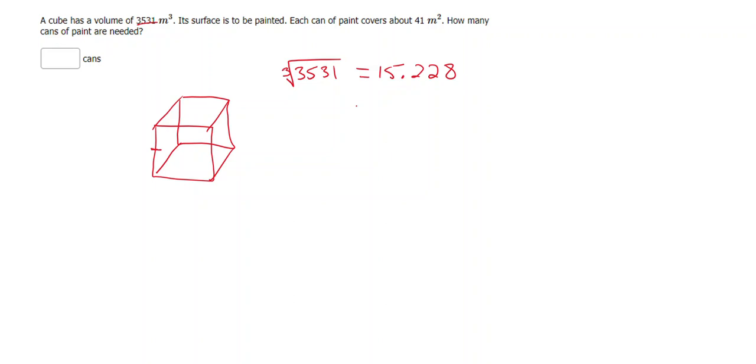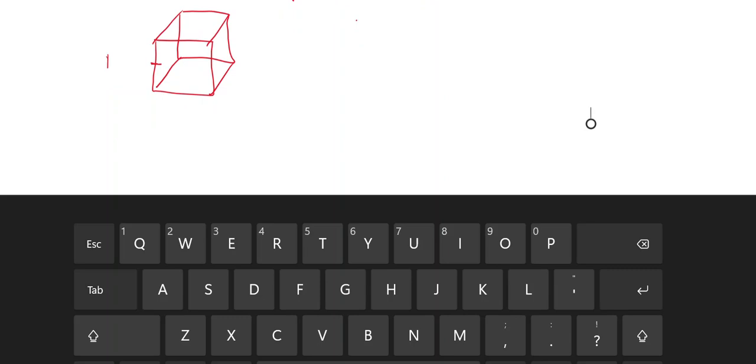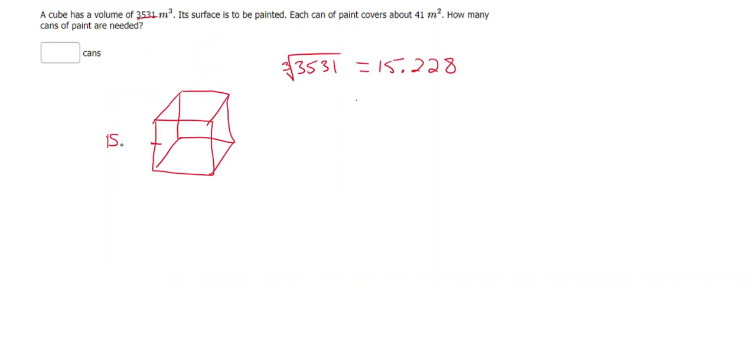So now let's think about what we just found. We found that this side was 15.228. Now I want to find the surface area of this cube, and that's my side length. I also know that this is 15.228. So I'm going to multiply one side times the other, or it would be the same thing to square this side length. When I do that, I'm finding the area of just one of these faces. So let's do that now.